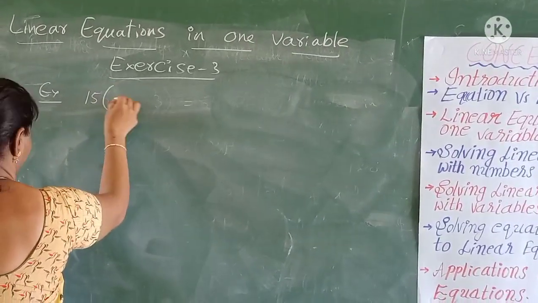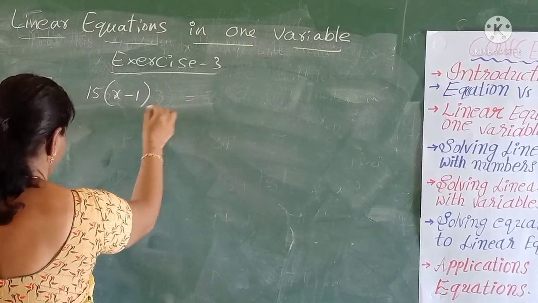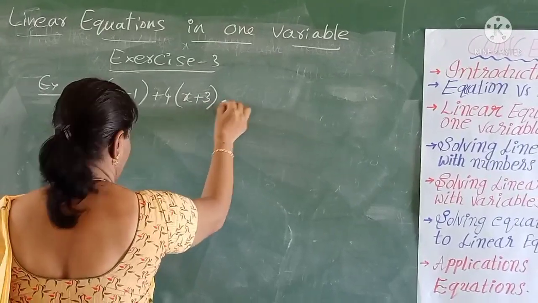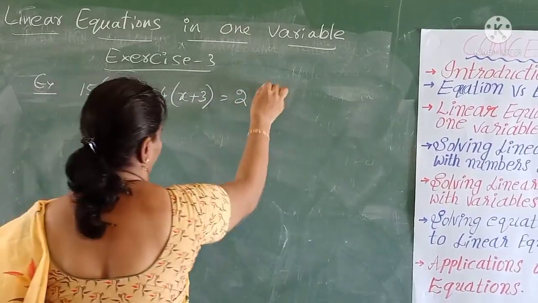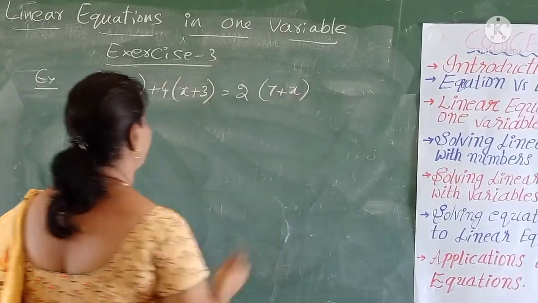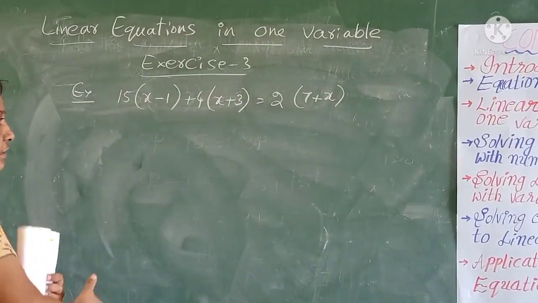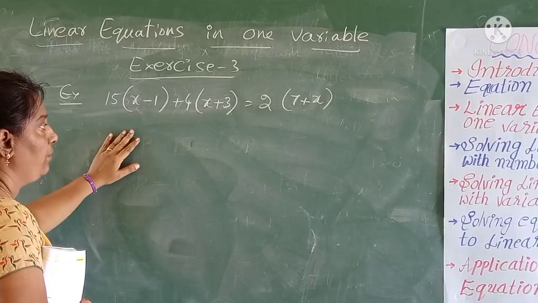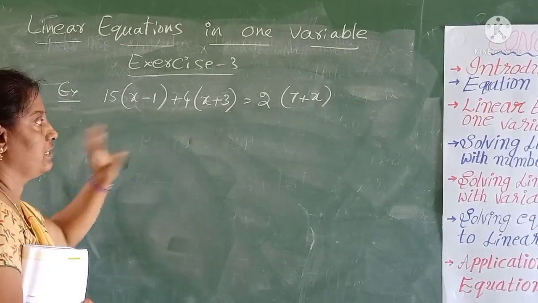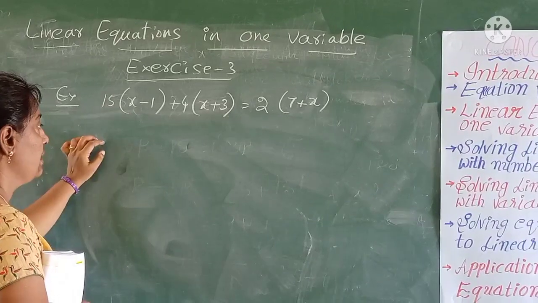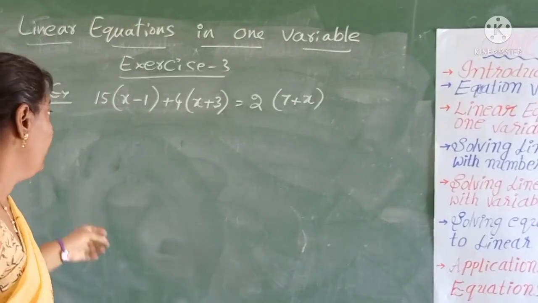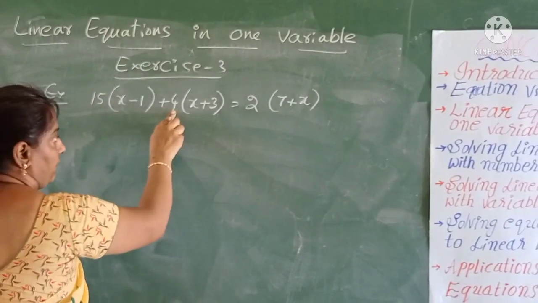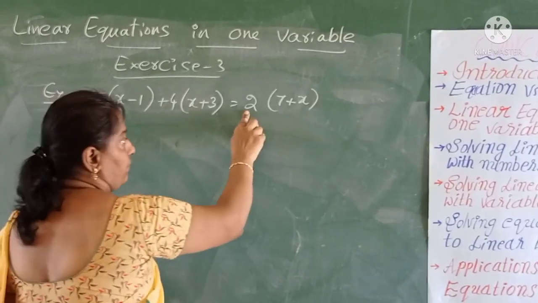15 into x minus 1 plus 4 into x plus 3 is equal to 7 into x plus 1. See this question, more brackets are there. Like the previous problem, we have to remove the brackets first. That's why I'm multiplying with 15 here, with 4 here, and with 2 here.